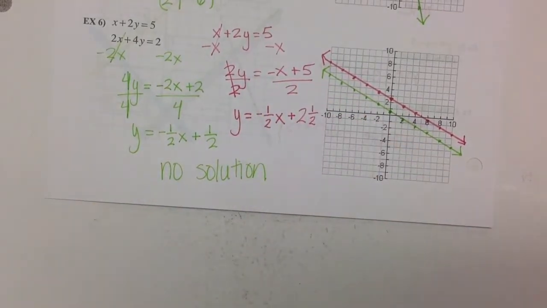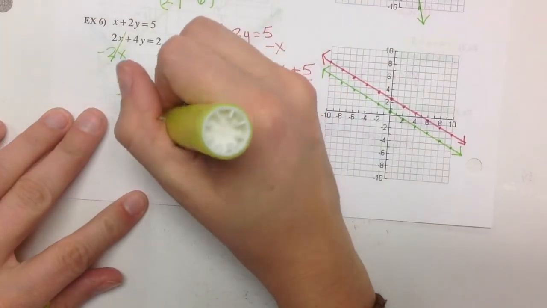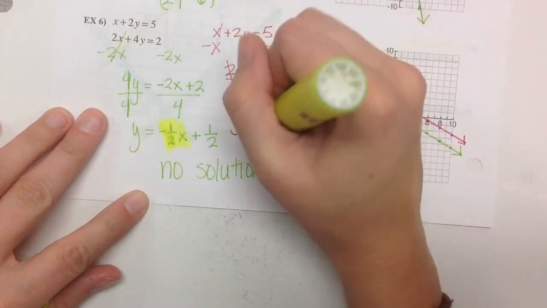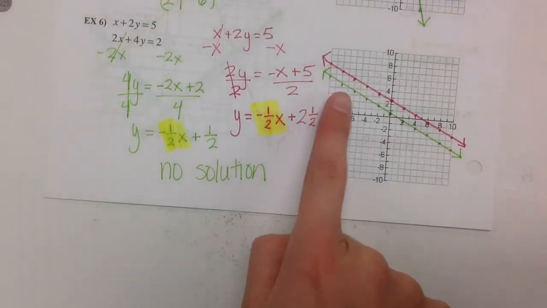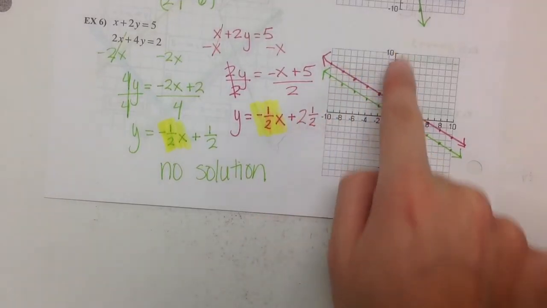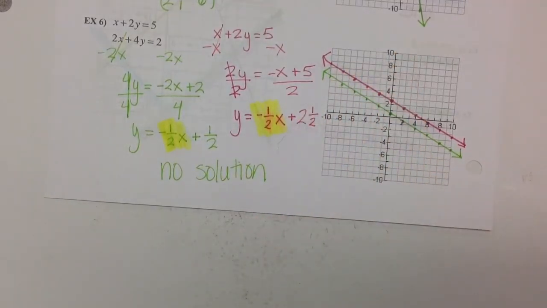And what you might have noticed, if we look at these, they have the same slope, yet they have different y-intercepts. So the slope is the same, but they start at different points, which is why they're never going to intersect.